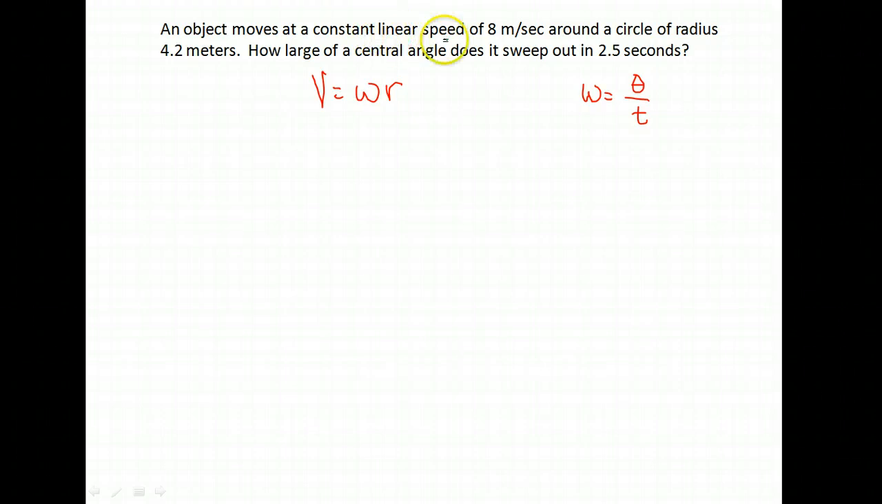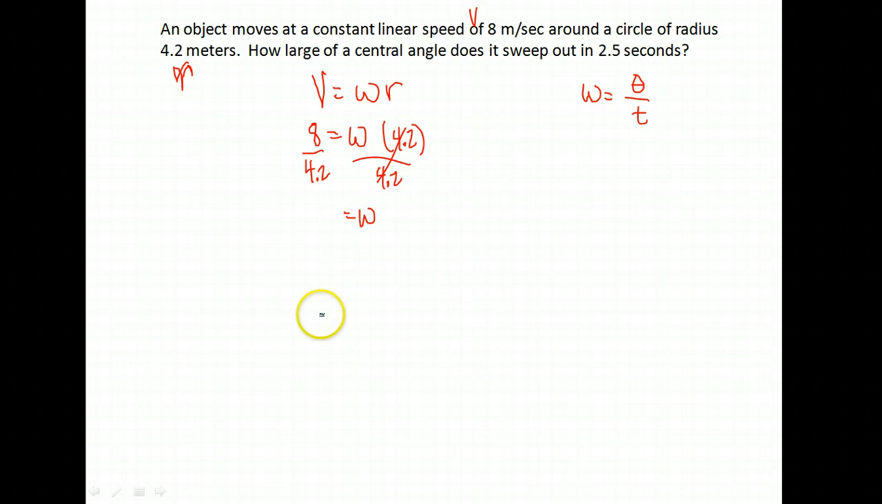Okay, we were given the linear speed is 8 meters per second. That's our v. We were given our radius r. Okay, so we can use those. 8 meters per second is equal to our angular speed times our radius, which was 4.2. I'm going to divide both sides by 4.2 to solve for my angular speed. Okay, so for my angular speed, I get about 1.905, and that's in radians per second.